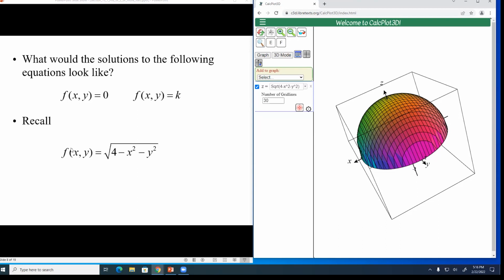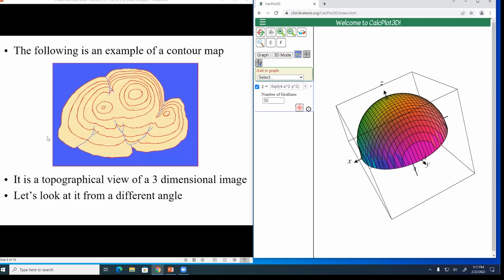All right. These are called contour lines or level curves. This is most likely not going to be a brand new concept to you, but you probably never called them contour lines or level curves. All right, this graph is what we would call a contour map. It's a topographical map of a 3D image.